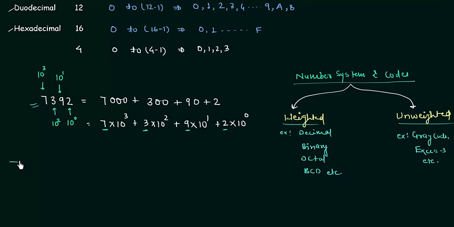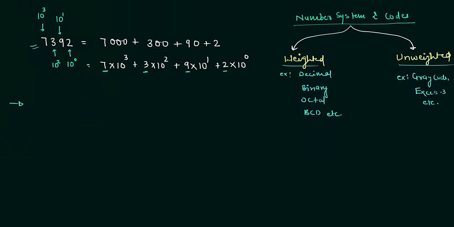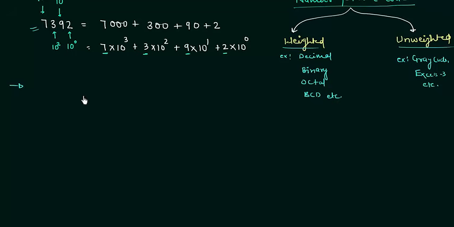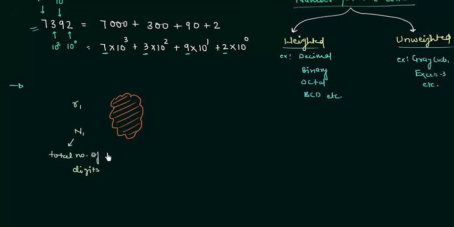Now we will move to the next part and the last part of this presentation, in which we will compare binary, decimal, octal and hexadecimal number systems. Let's say there is a quantity. We are representing this quantity in a number system with base R1. R1 is the base of number system, and let's say capital N1 is the total number of digits required to represent this quantity in this number system.